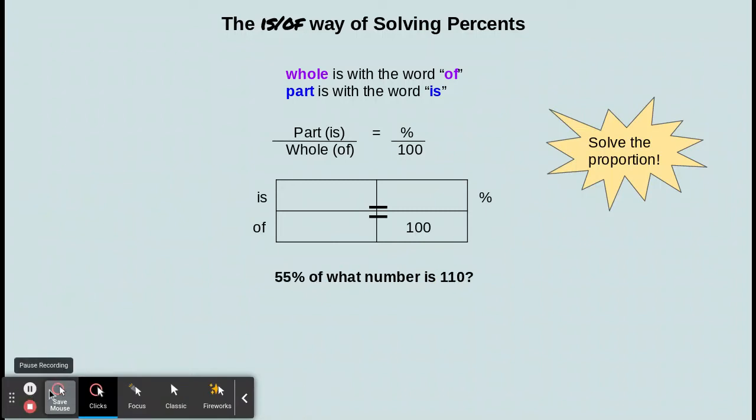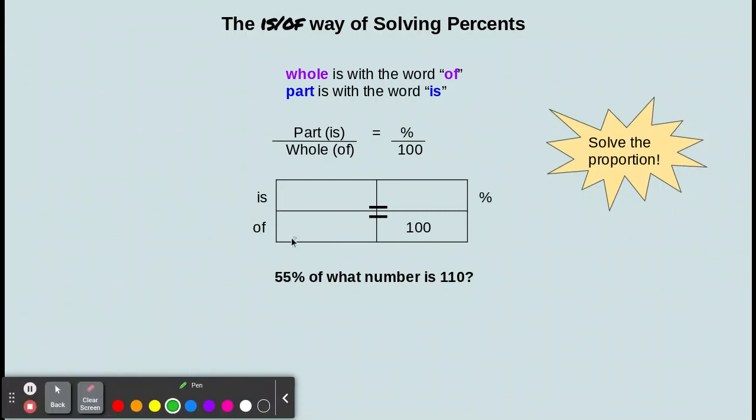Okay, and another one. Again, we're looking for the words of and is and the percent symbol, right? Here we have the percent symbol right away, so let's put that up there in that box. We have of what number? Well, we don't know what that is, right? So hopefully that will be our blank one. And then we have is 110. In the is box goes 110. Okay, and now we need to solve for this, set it up.